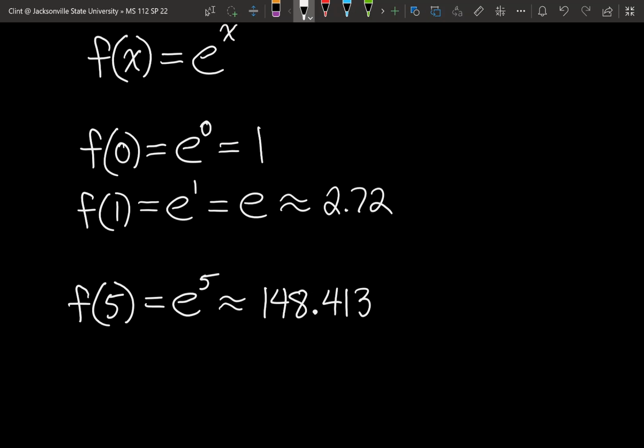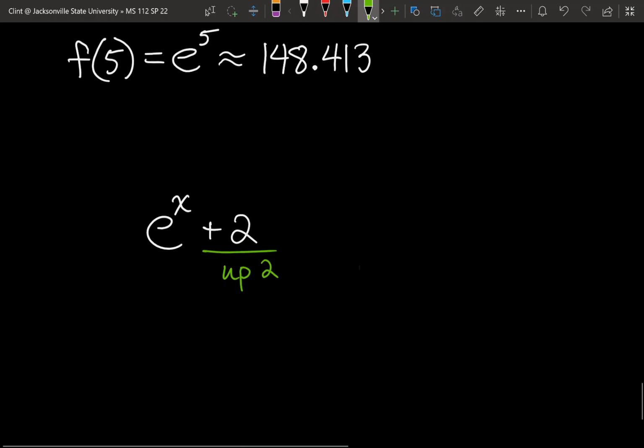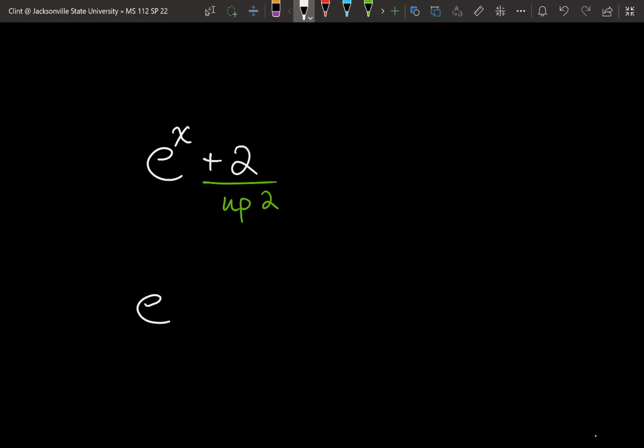And then doing translations on the graph works just like the other exponentials. If we've got e to the x plus 2, that means our graph's gone up 2. And if we have e to the x minus 4, well, we've got that in the exponent. This minus 4, since it's in there with the x, is going to be horizontal. So minus means to the right on these, so we've gone to the right 4 units.